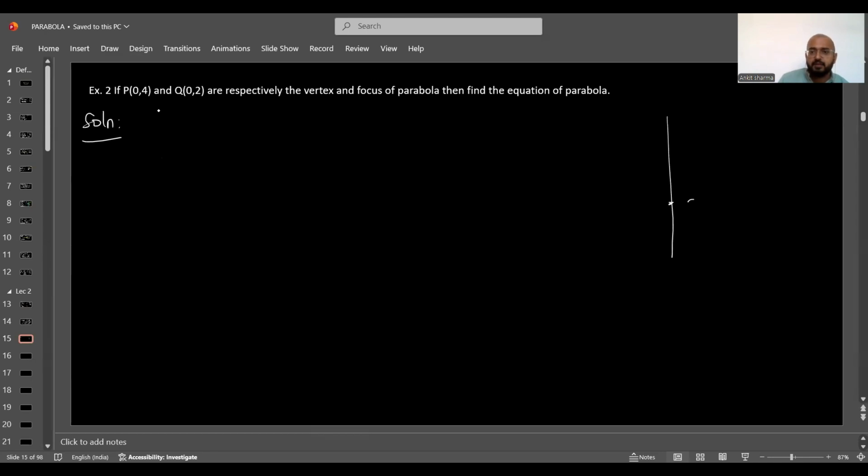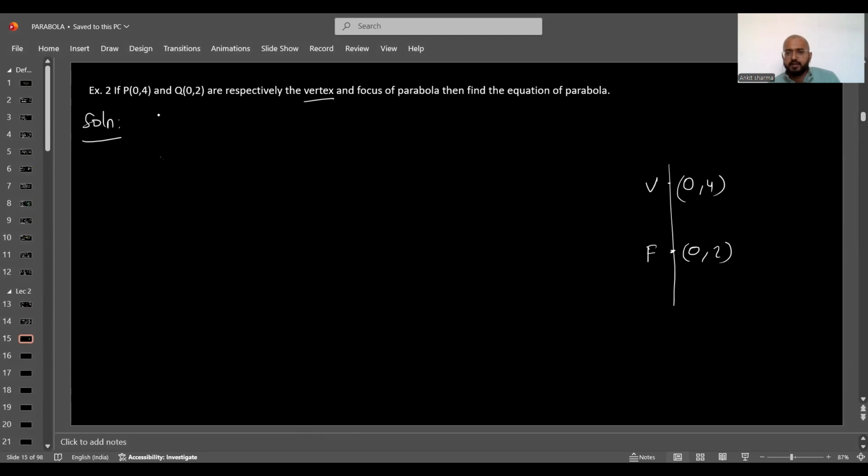This is (0, 2), and this turns out to be my (0, 4). Now see, this point I know is going to be (0, 4). What is it? Vertex. So this is the vertex, and this is nothing but the focus. If we have seen the parabola, then of course the focus lies in the interior, a point I'll be discussing.